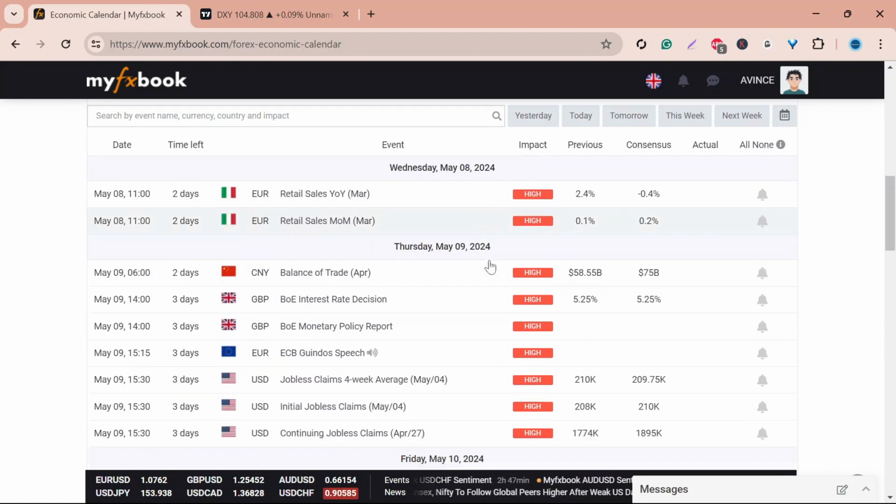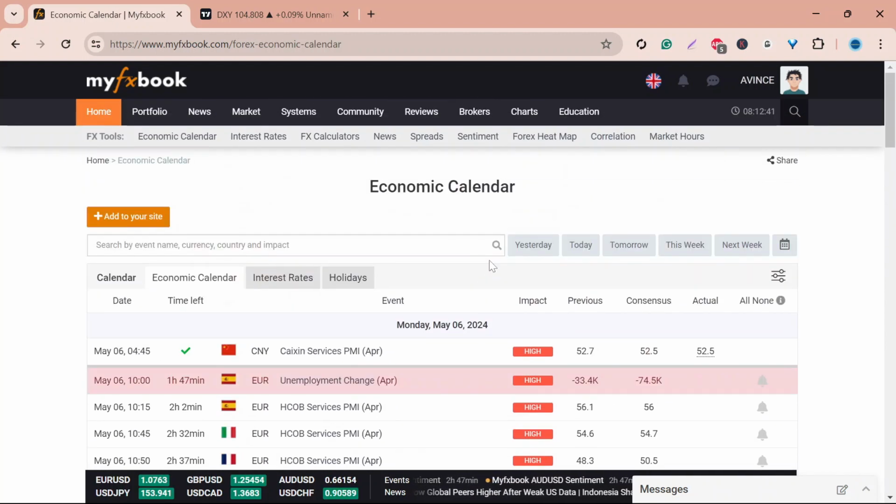So last week on Friday, we had the NFP news, which happened. And yes, there was not much impact from that particular news. The market was not shaken so much in terms of movement or the direction in which the price was moving.